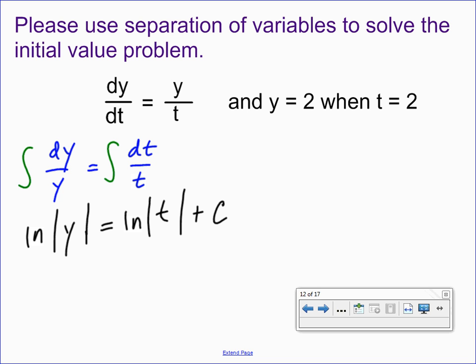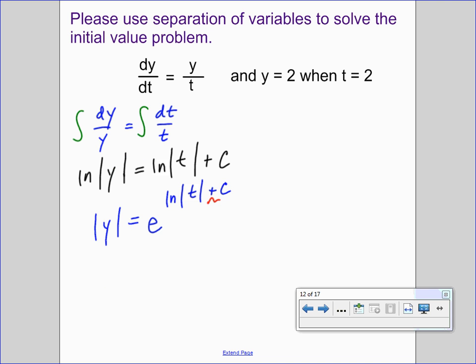So it's good practice here working with our natural logs and our absolute values and our constants. So I'm going to do e to the power: absolute value of y is equivalent to e to the natural log of absolute value of t, plus c. I'm going to regroup that sum. Absolute value of y is equal to e to the c times e to the natural log of absolute value of t. I'm going to go ahead and undo the bars now.